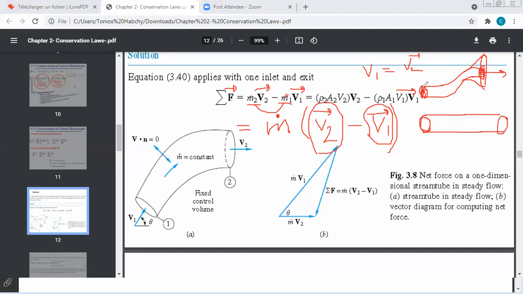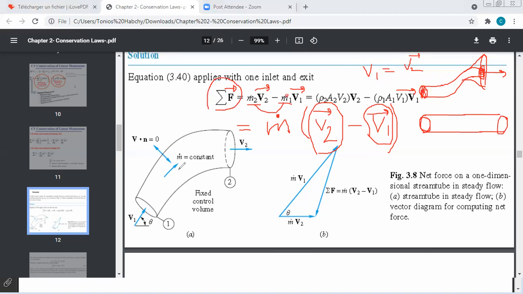If I'm just having one inlet and one outlet, of course. If I have several inlets and outlets, it should be in a way that the summation of m dot inlet times v inlet equals the summation of m dot outlet times v outlet. So if the condition is satisfied, then I have the sum of forces equal to 0. If not, I will have a net force acting on my control volume.